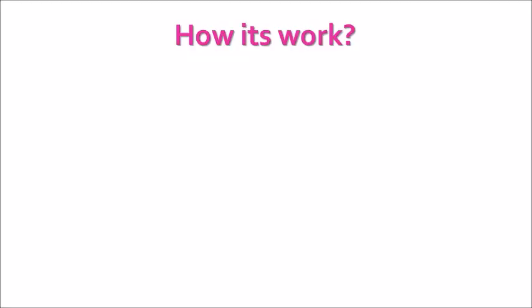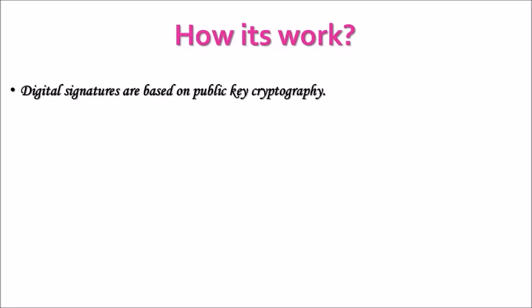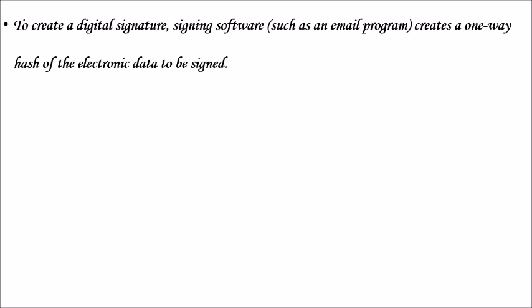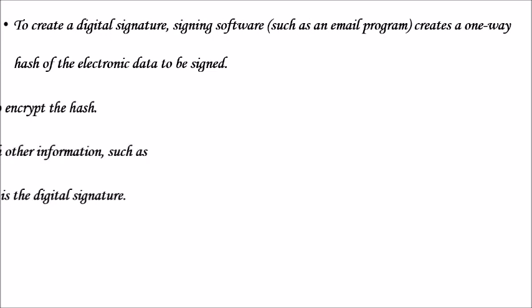How do digital signatures work? Digital signatures are based on public key cryptography. Using a public key algorithm such as RSA, which stands for Rivest-Shamir-Adleman, one can generate two keys that are mathematically linked: one private key and another public key. To create a digital signature, signing software creates a one-way hash of the electronic data to be signed.